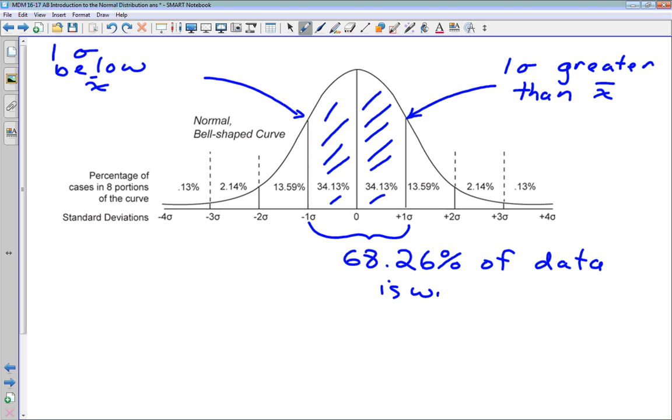is within 1 sigma of the mean. Okay? And that's true for any normal distribution that you have.